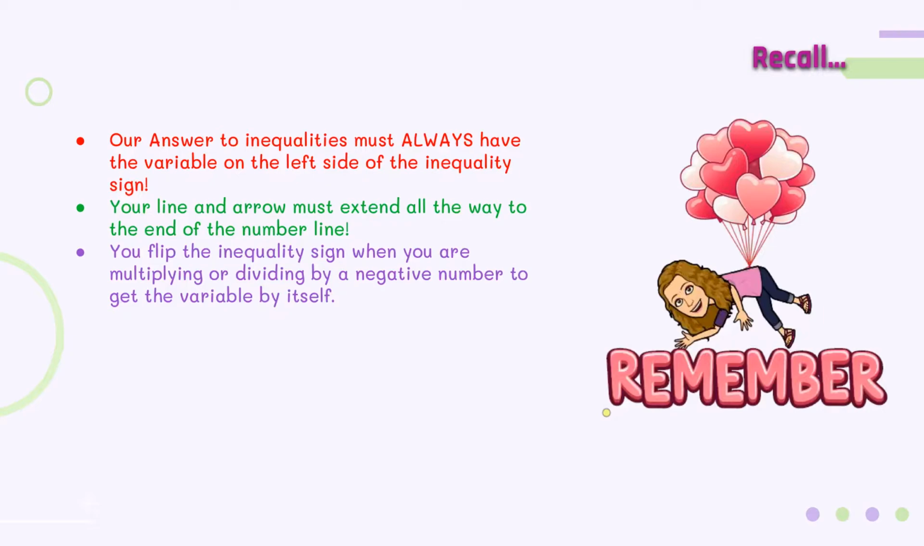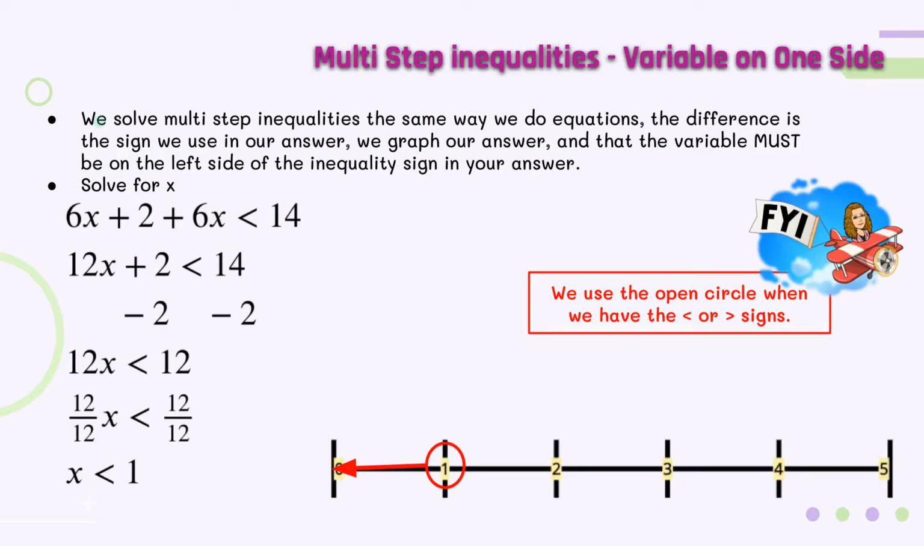If you recall, your answer to inequalities must always have the variable on the left side of the inequality sign. Your line and arrow must extend all the way to the end of the number line, and you flip the inequality sign when you are multiplying or dividing by a negative number to get the variable by itself. We solve multi-step inequalities the same way we do equations. The only difference is the sign we use in our answer, the fact that we graph our answer, and that the variable must be on the left side of the inequality sign in your answer.